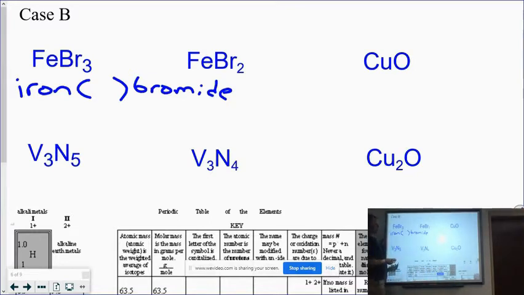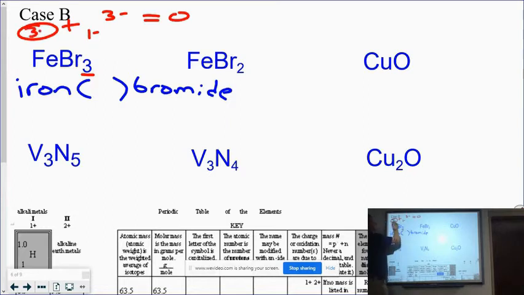So each Br, if you look in the box for bromine, bromide, the charge in the box is a 1-. But there's 3 of them. So that's a 3- overall charge for all of the Brs added together. So what must the charge of this Fe be for the whole thing to add up to 0? So what plus 3- equals 0?